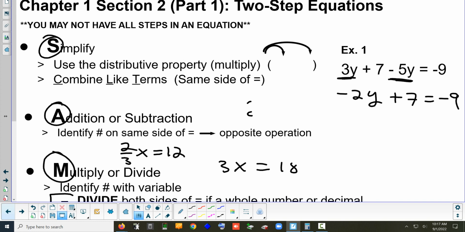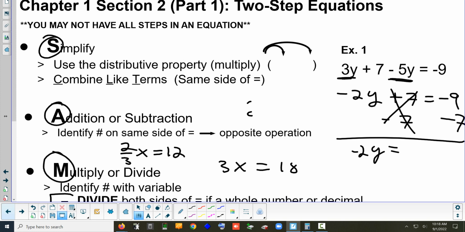And what would you subtract on each side? 7. Perfect. 7 and 7. Because you subtracted the 7, that's gone. And Cadence, what do I have on the left-hand side? Negative 2y. We still haven't dealt with the negative 2 yet. We're going to do that in the next step.